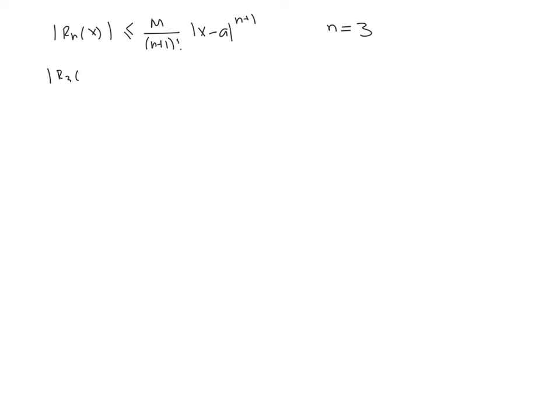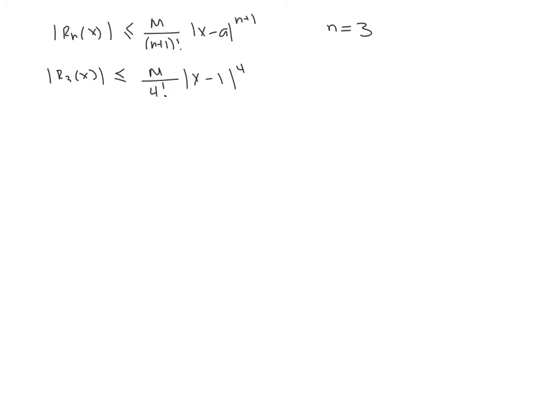The remainder, when you have a Taylor polynomial of degree 3, will be less than or equal to M over 4 factorial times |x - a|. And actually, we even know that a is equal to 1, so let's plug that in: |x - 1| to the 4th.